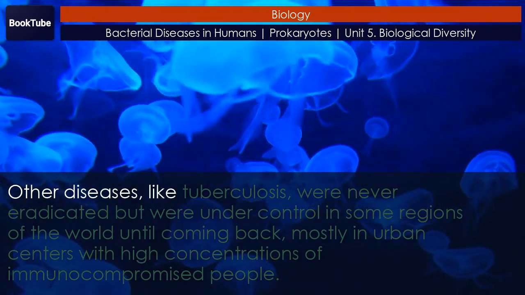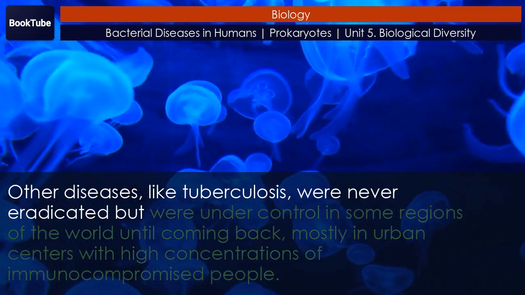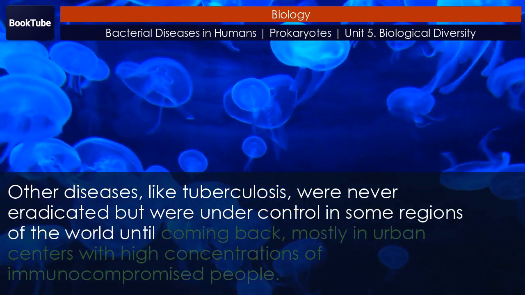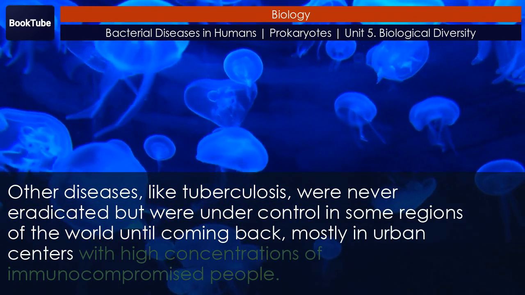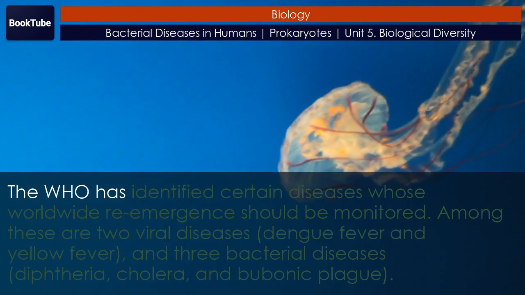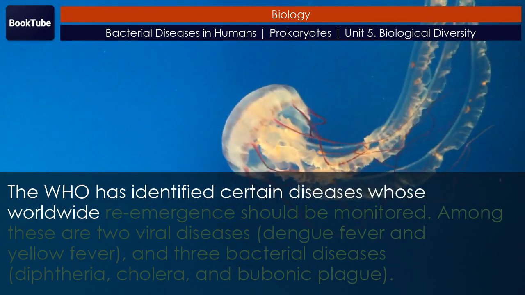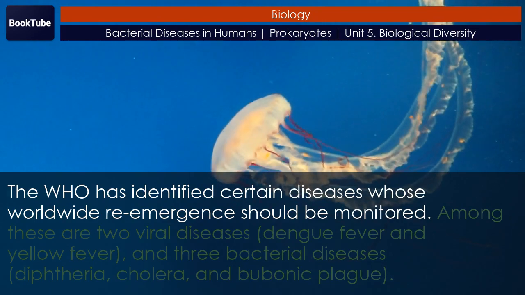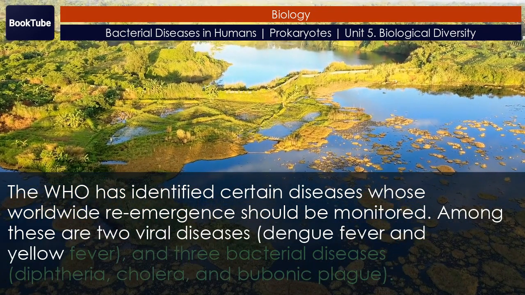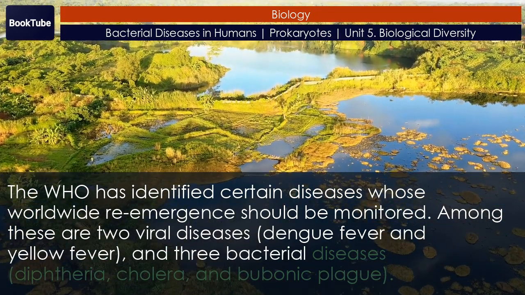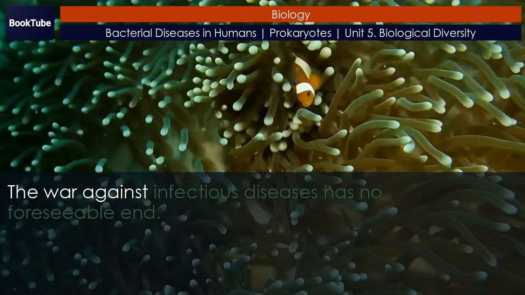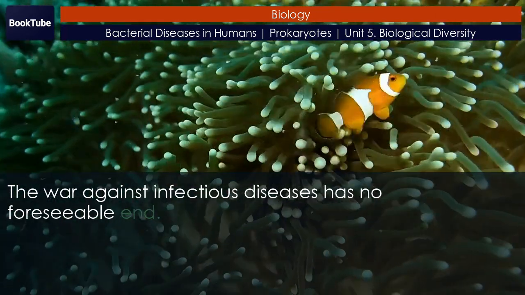Other diseases, like tuberculosis, were never eradicated but were under control in some regions of the world until coming back. Mostly in urban centers with high concentrations of immunocompromised people. The WHO has identified certain diseases whose worldwide re-emergence should be monitored. Among these are 2 viral diseases, dengue fever and yellow fever, and 3 bacterial diseases, diphtheria, cholera, and bubonic plague. The war against infectious diseases has no foreseeable end.